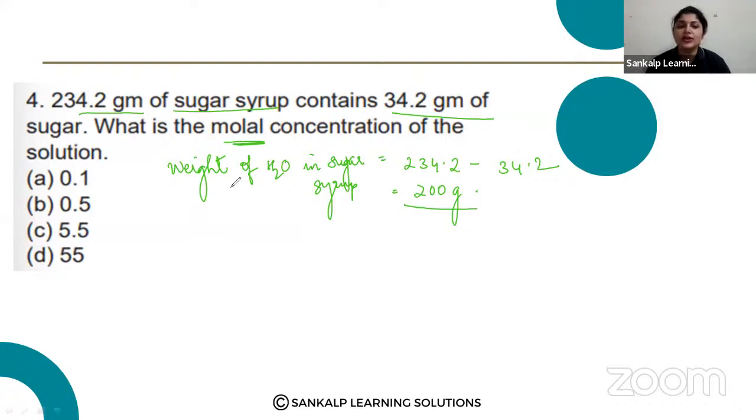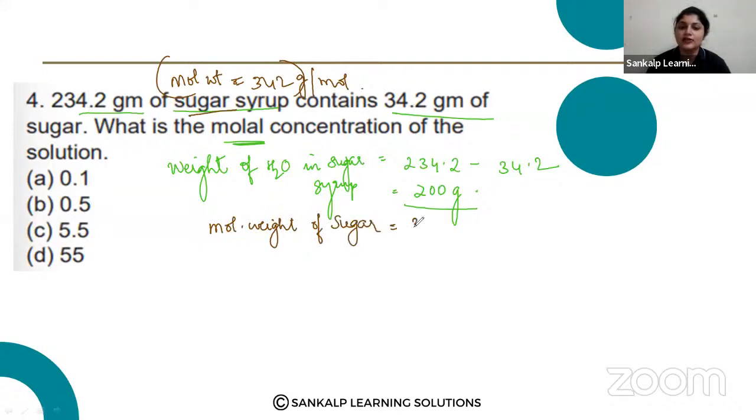Now next step is what? What is given here? Sugar syrup we have seen previously. What is the molecular weight? Molecular weight of cane sugar was 342. So here you can just write molecular weight is given. It will be given. Molecular weight of cane sugar is 342 gram per mole. This will be given in the question.